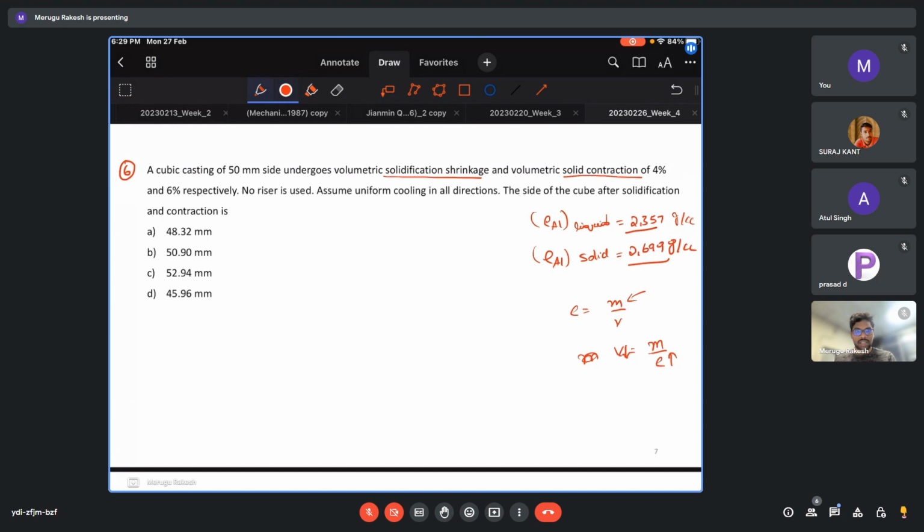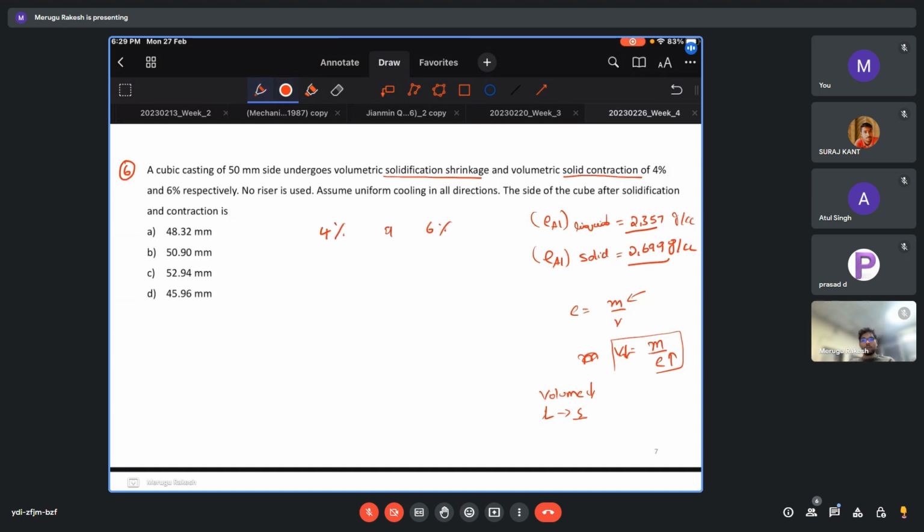So we have option D, okay, let us see. So we have volume decreasing finally when it converts from liquid to solid. So we have some contraction in this case. This is the reason behind the contraction. Because of the increase in density, we have two types here. They have given only solidification shrinkage as well as solid shrinkage as 4% and 6%.